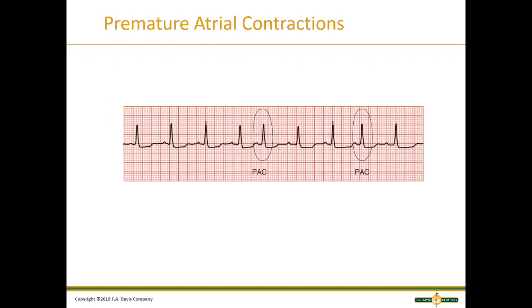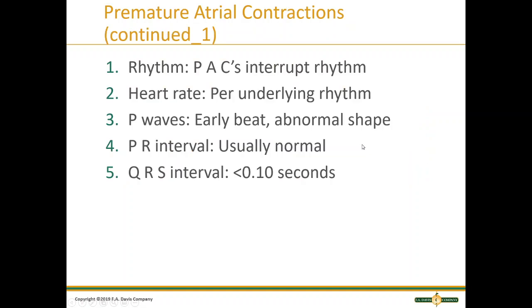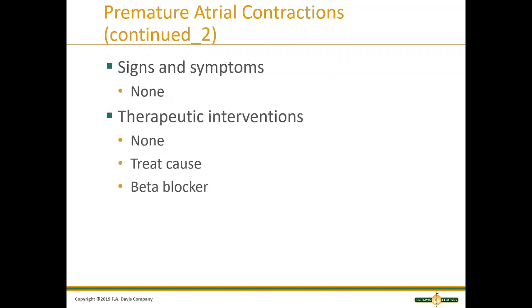And here, this person's heart is throwing in PACs, premature atrial contractions. So you can count 1, 2, 3. And this one only goes 1, 2. You see it's an extra, it's thrown in there. Okay, there's an extra one, premature. So P waves, early beat, abnormal shape, usually normal. No signs, you don't really feel this. They can treat the cause if they know what it's coming from.